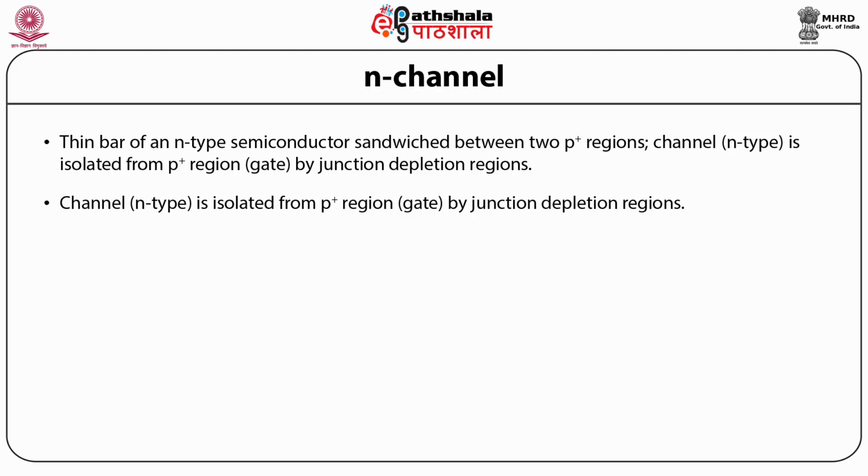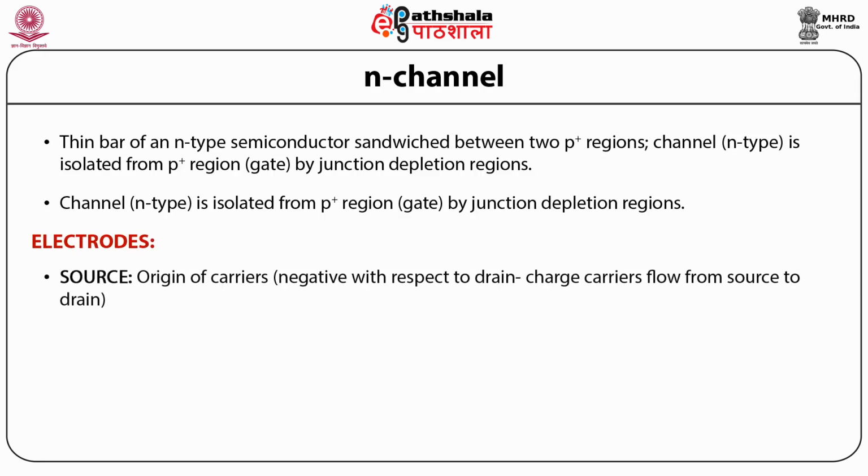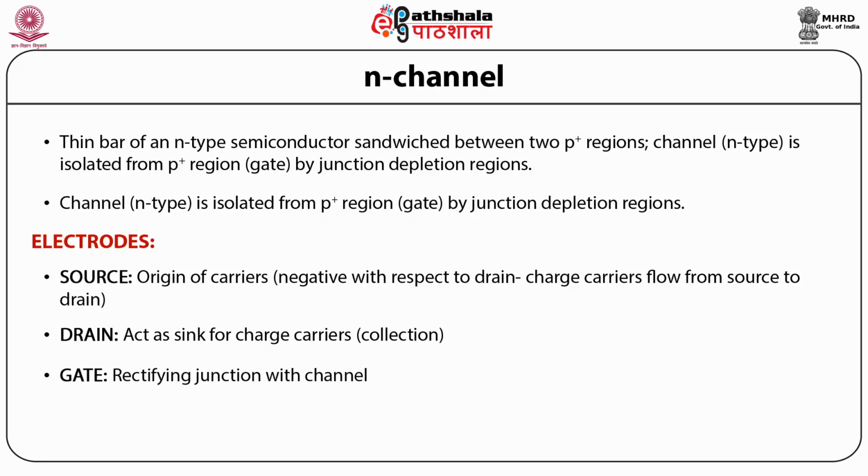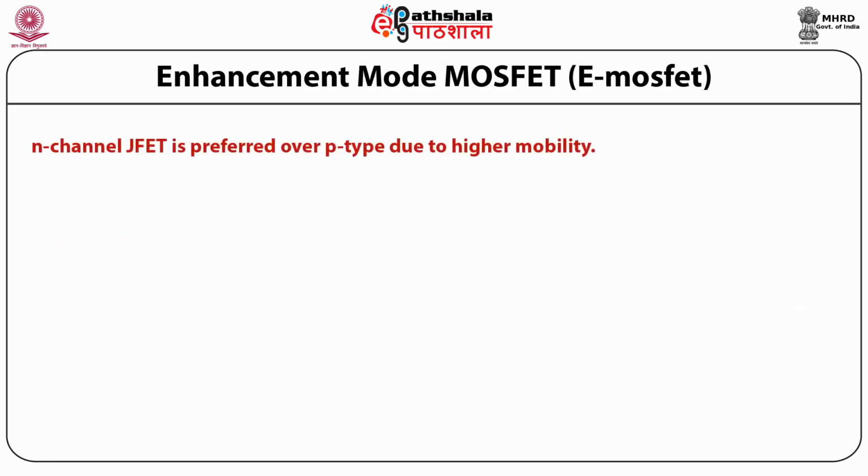So students, here we have three kinds of electrodes. The first is the source, where the carriers originate, and it is negative with respect to the drain; charge carriers flow from source to drain. Next is the drain, which acts as the sink for charge carriers, and is used for collection. Next is the gate, which is a rectifying junction with the channel. So students, N-channel JFET is always preferred over P-type due to higher mobility.